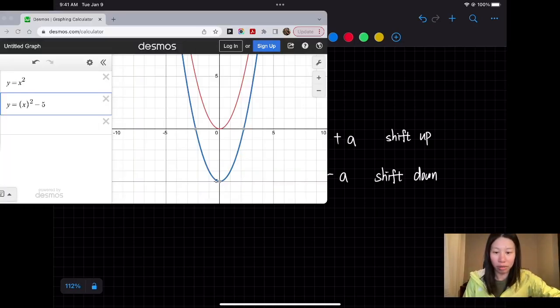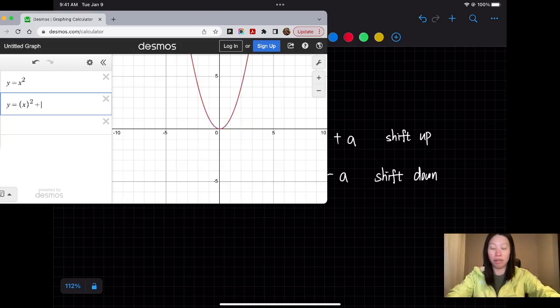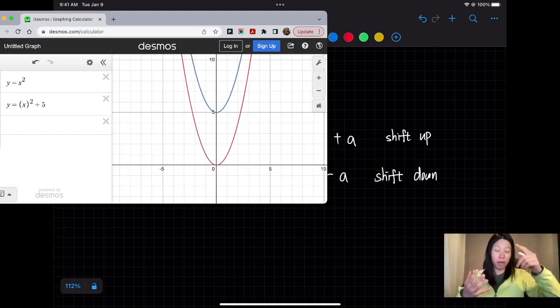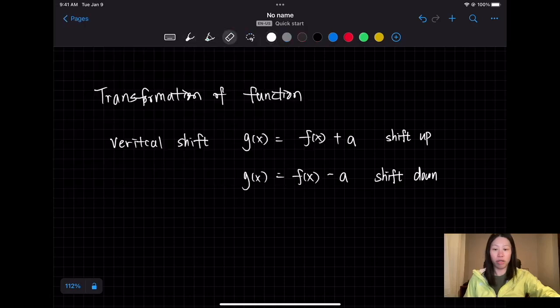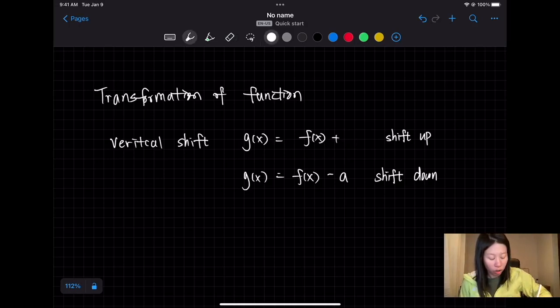Let me show you again. So if I subtract 5 from the original function x squared, the whole function moves down. But now if I want to add 5, look at the blue function. It moves up from the red function, right? So that shifts up and down, and that is because you add a to the whole function.